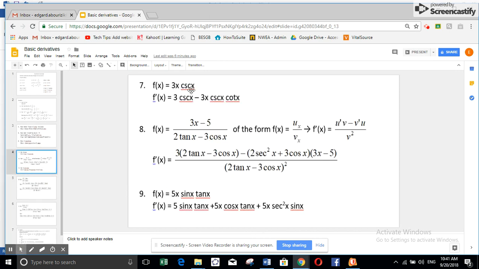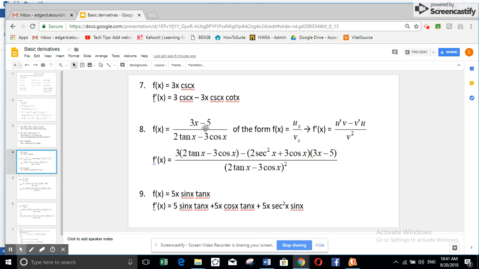Here also it's u times v: u prime v plus v prime u. The derivative of 3x is 3 times cosecant x. The derivative of cosecant is minus cosecant cotangent, and you have the 3x. I always prefer to put x before the trigonometric function.